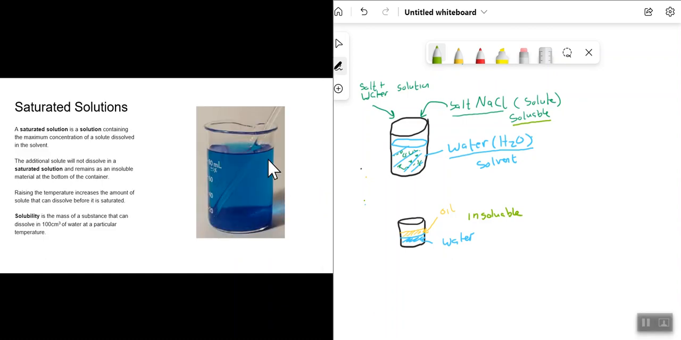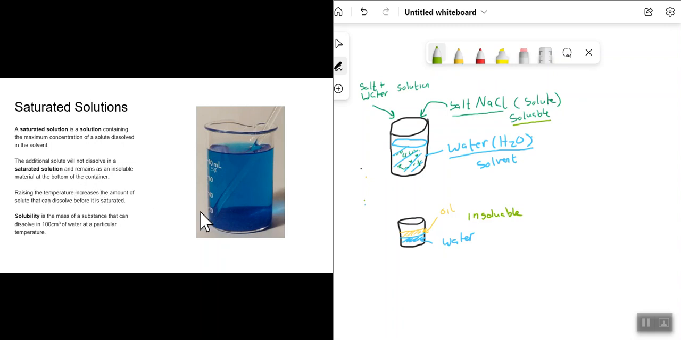Now, what can happen is if I keep adding in salt and keep adding it in, it's going to get to the point where the salt will not go into the solution anymore and it'll start to come out of the solution and sit at the bottom. When this happens, we have what's called a saturated solution. In other words, it's absolutely packed with solute. A saturated solution is a solution containing the maximum concentration of solute dissolved in the solvent. The additional solute will not dissolve and remains as an insoluble material at the bottom of the container.